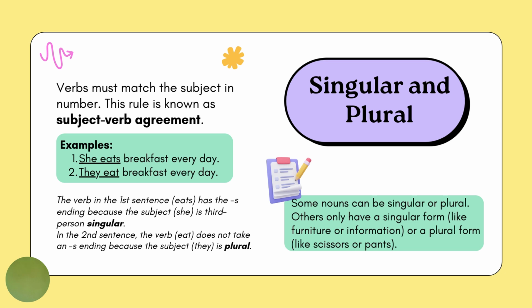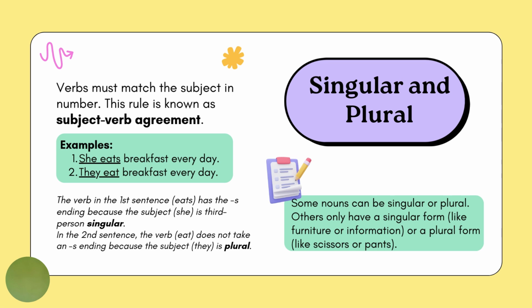Okay, so for example, you can see two sentences in the box. The first sentence says, she eats breakfast every day. Second, they eat breakfast every day. In the first example, the subject is she, which means singular, right? While for the second sentence, the subject is they. And they means more than one, right? Because they means mereka. And it is in the form of plural.